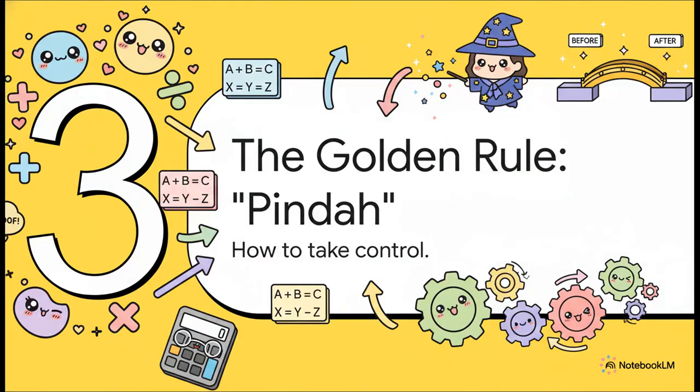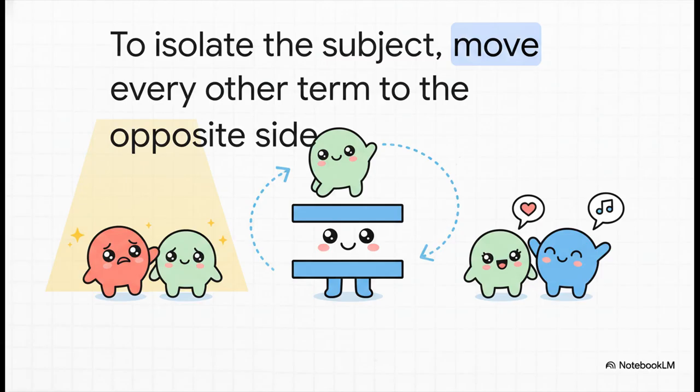Okay, now this is where the real magic happens. I'm about to show you the one simple trick that lets you take any formula and bend it to your will. It's called the PINDA method, which really just means to move. The whole idea behind this PINDA method is actually super simple. If you want to make a different letter the star of the show, the new subject, all you have to do is get it by itself by moving everything else over to the other side of the equal sign.